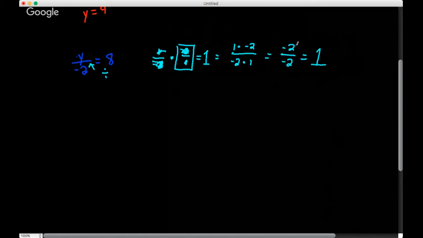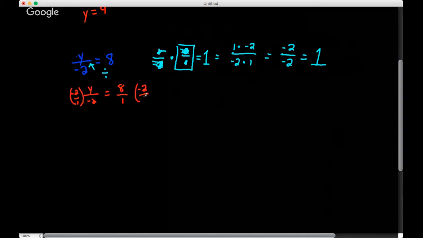Anytime you have the same number above and below a fraction sign, it's going to equal 1. All right, so that's another way that you can think about this. So in this situation, you have y over a negative 2. Okay, so you're going to multiply this by its reciprocal. All right, you want to multiply this by negative 2 over 1 to get rid of the negative 2 that's on the bottom. Now you need to do the same thing to both sides.